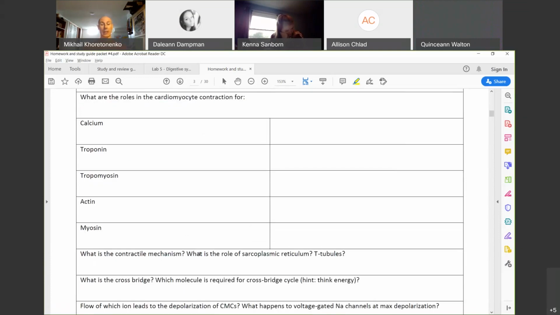So the contractile mechanism: cardiomyocytes depolarize, calcium channels in the endoplasmic reticulum open, and calcium flows from the outside of the cell. Calcium binds to troponin. Troponin shifts tropomyosin away from the actin, so myosin can form cross bridges.